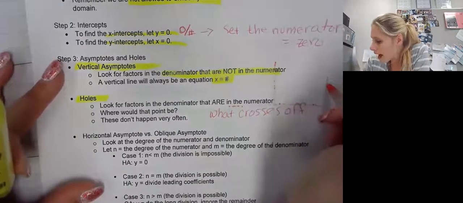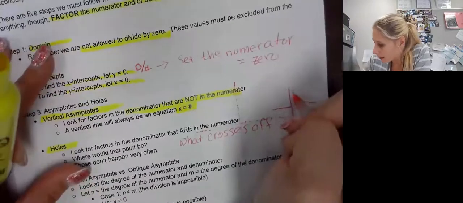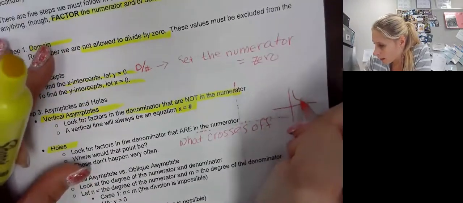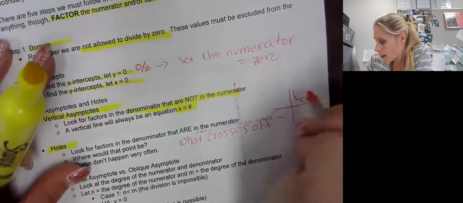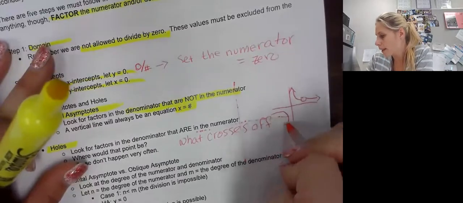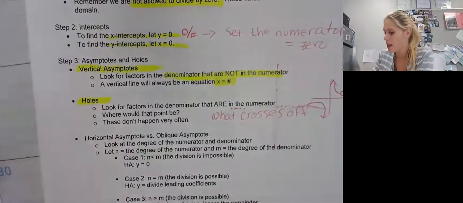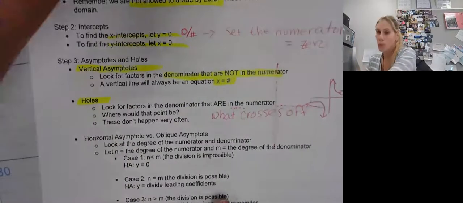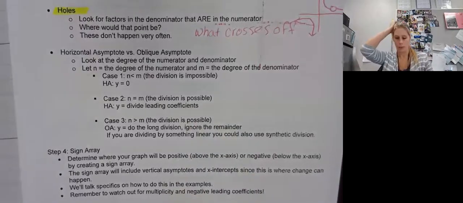In a graph, what will happen with the hole is that you'll see something like, there it is, open, and that would be your hole. Does this always happen? Not really, but once in a while it does, and I'll show you where that comes from, okay? Now, this is the important part, the horizontal asymptote and the oblique.